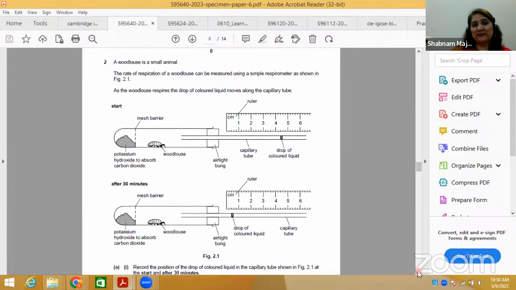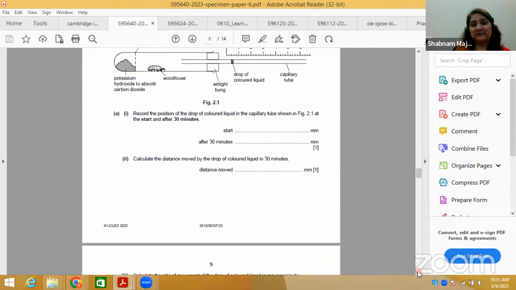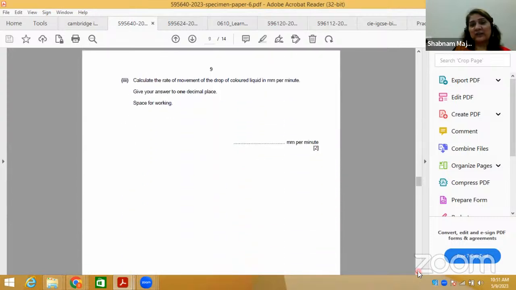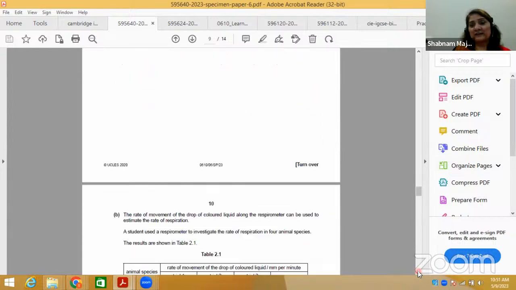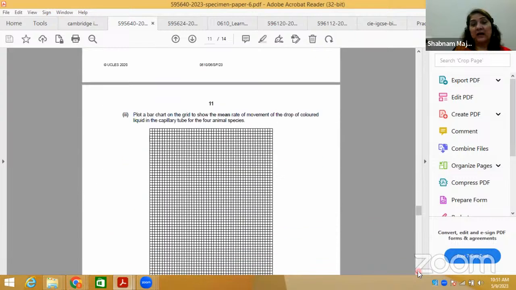After that, part B is giving you the woodlouse. The same question came in a very old paper. I always start with magnification, I give this diagram. Now I will show you the woodlouse. This is the respirometer given in front of you, at the start and after 30 minutes. Calculate the rate of movement of the drop of coloured liquid in mm per minute. Show your working and the steps needed. After that, this is the rate of movement, all of this is given.